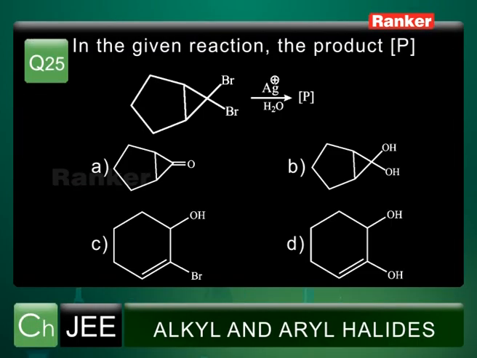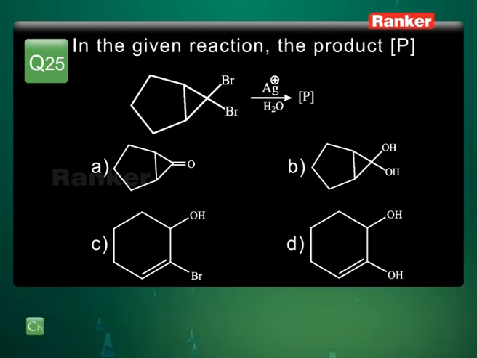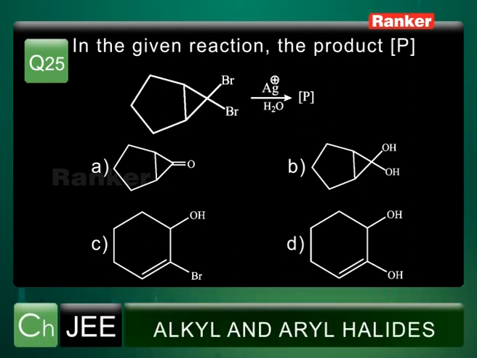In the given reaction, the product P is a 5-membered cyclopentane attached with again a bicyclo ring, that is cyclopropane, which has 2 bromines, which on treatment with the silver cation in presence of water, product P is formed. Answers are given: a cycloketone, a dihydroxy compound in option B, option C is a cycloene with an ol, and option D is a diol with an ene.